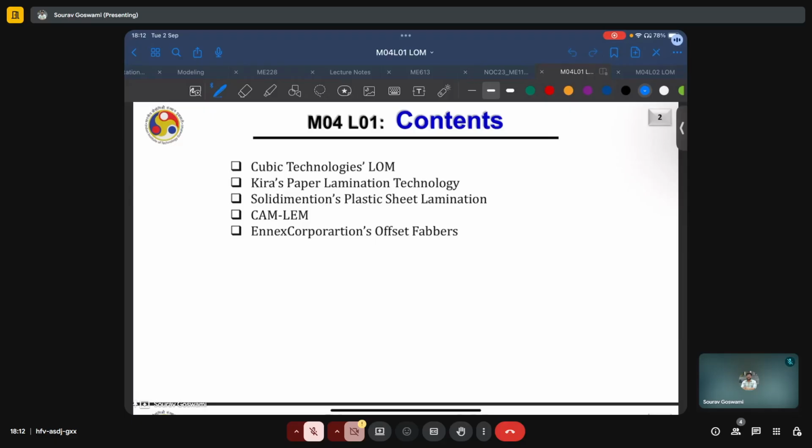So in this first set of slides, we'll be going over Cubic Technologies' laminated object manufacturing, Helisys, Kira's paper lamination technology, Solidimension's plastic sheet lamination, CAM-LEM, and Mcor Technologies' offset fibers.